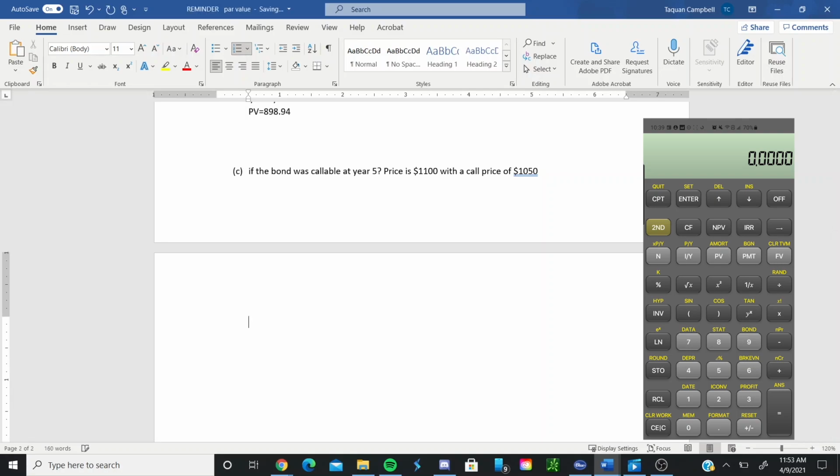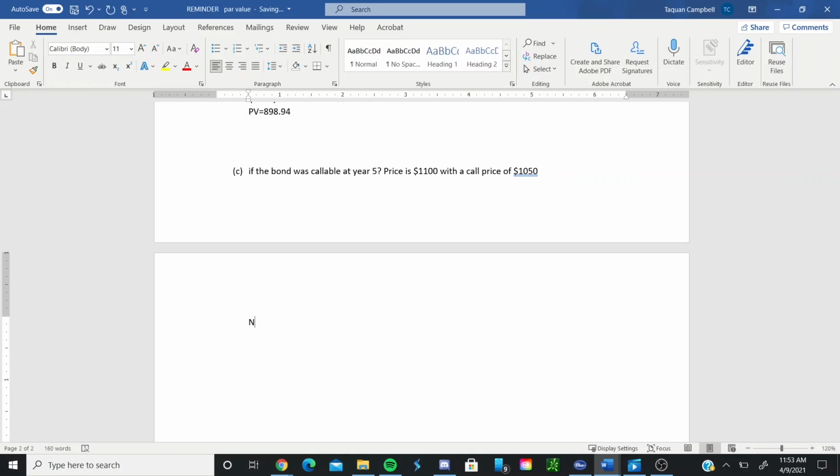So just like before, just want to start off with the basic information. So N will equal 10 times 2, so we should get 20. FV, we're just going to take it from this problem. So FV will equal 1,000 bucks.